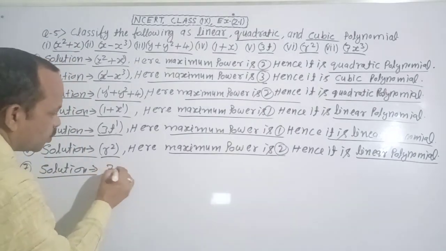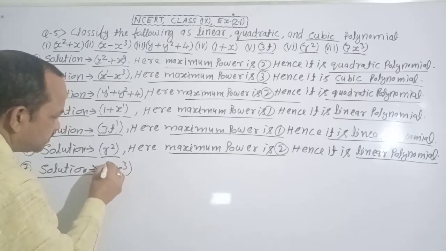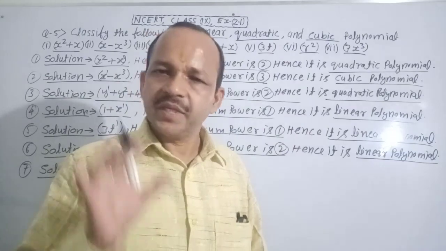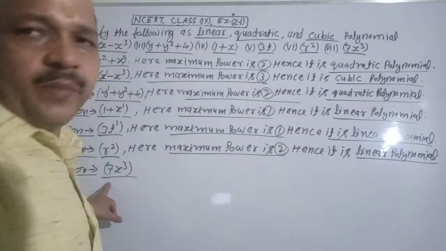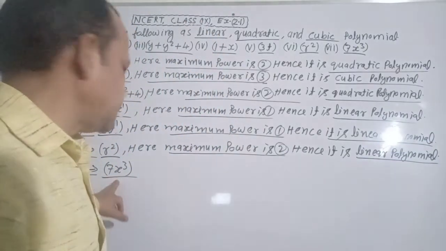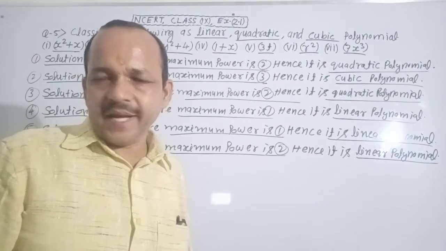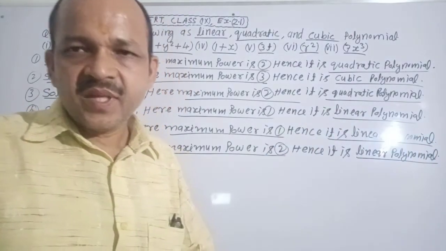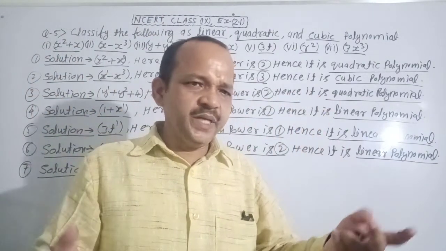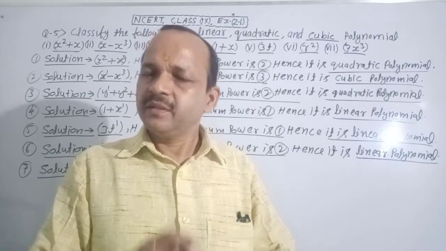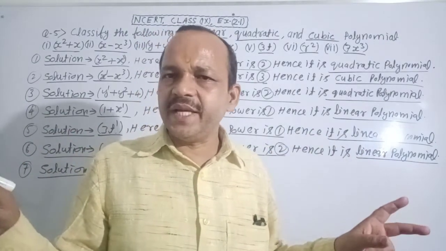Seven x cube. Your question is 7x cube. Clear? Here 7 is the coefficient, x is the variable. Its maximum power is 3, hence it is a cubic polynomial. According to the rule, a polynomial having degree 3 is called a cubic polynomial. Clear? No confusion about it?